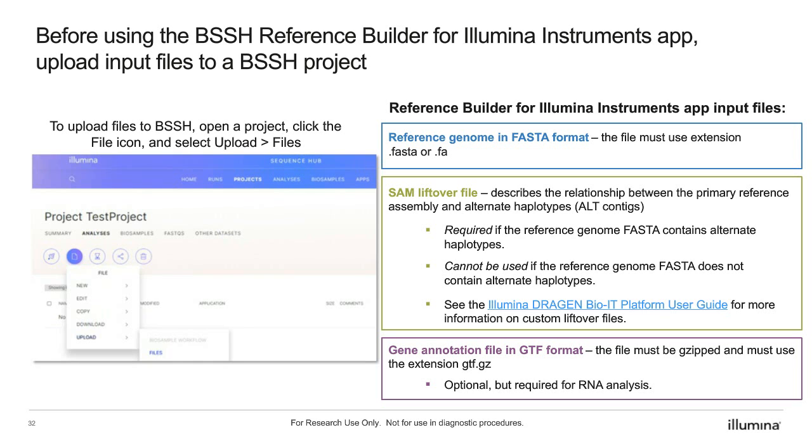Okay, so before using the BaseSpace Reference Builder for Illumina Instruments, we need to upload certain files to BaseSpace to build our custom hash table. First, we're going to need the reference genome in FASTA format. This means that the file's extension must be .fasta or .fa. We're also going to need SAM liftover files. These files describe the relationship between the primary reference assembly and alt contigs and haplotypes. DRAGEN requires that these liftover files be in SAM, or sequence alignment map, file format in order to be compatible. Now, the last file that we may need is the gene annotation file, or the GTF file. This file is optional for all the DNA pipelines, but required for the RNA pipeline.